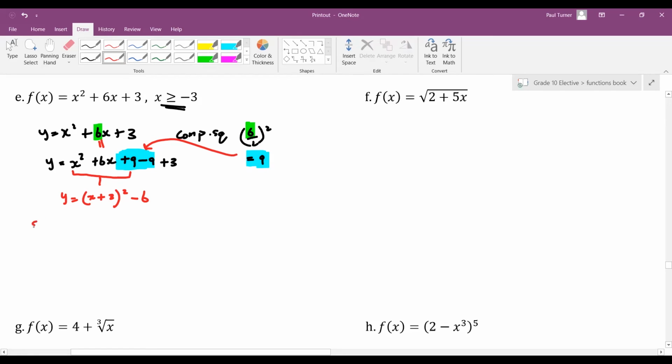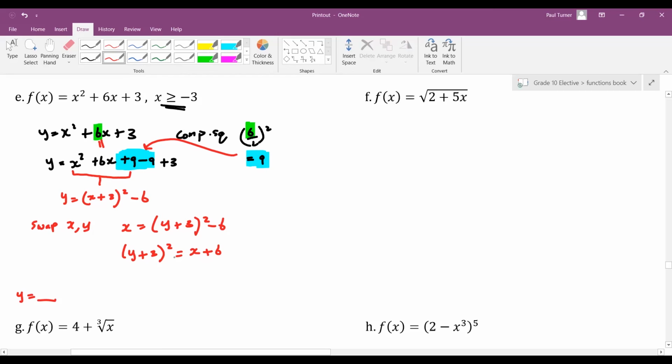So now I swap my x and y. Okay, so you're going to get x equals y plus 3 squared minus 6. Okay, so now how are you going to rearrange this? You want y equals, yeah? So we've got a minus 6, so stick that on the other side. So I'm going to get y plus 3 all squared is x plus 6.